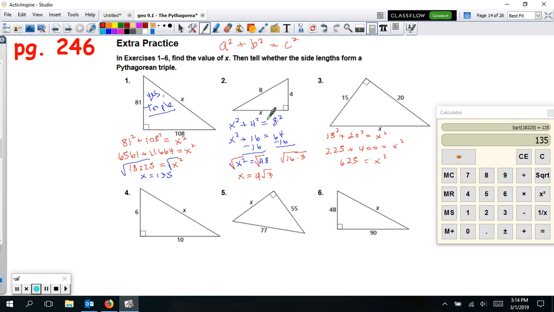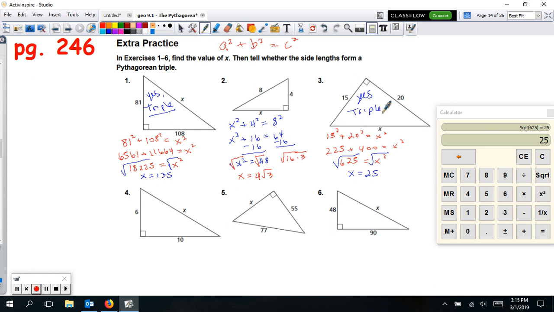Now we take the square root of both sides. The square root of x squared undoes the square, so it gives me x. I need to take the square root of 625 on my calculator. It is 25, so x is equal to 25. So again, yes, this one is a Pythagorean triple.